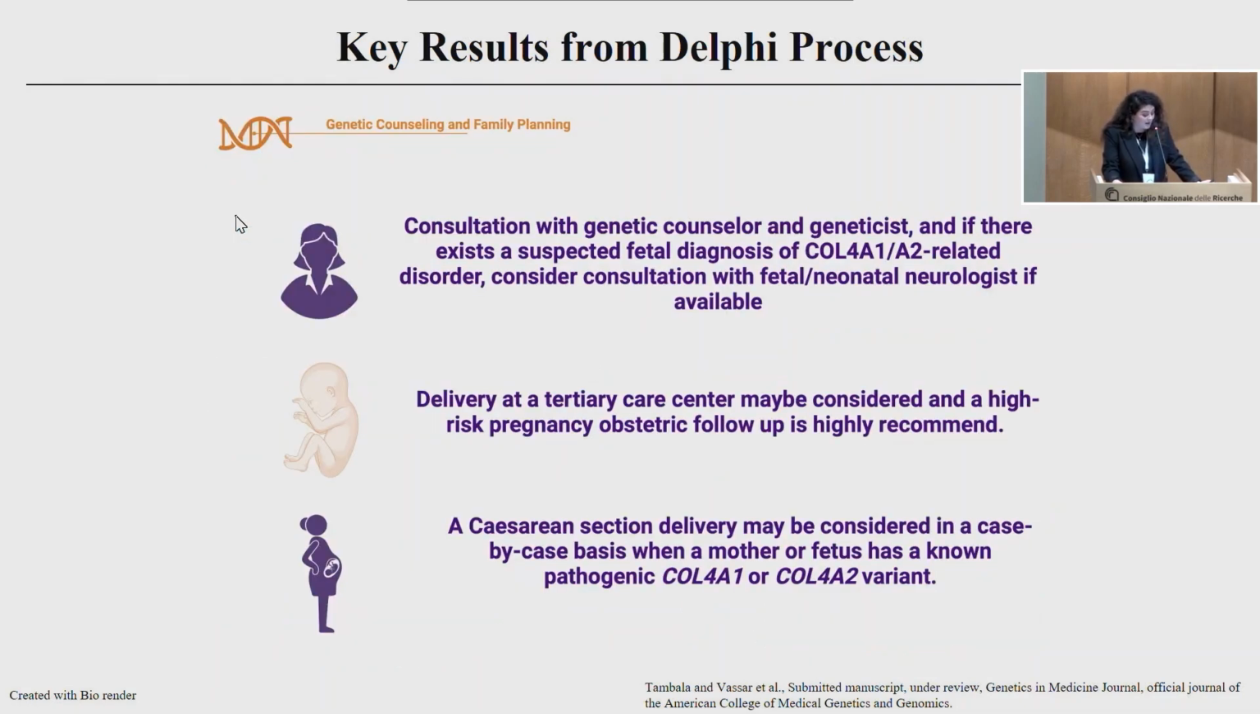And then, at the end, we reached a consensus in the genetic recommendations: consultation with a genetic counselor and geneticist, and, if there is a suspected fetal diagnosis, consideration of consultation with a fetal and neonatal neurologist, if available by country and by center, of course. Delivery at a tertiary care center may be considered, and high-risk pregnancy obstetric follow-up is highly recommended, but again, advisable case by case.